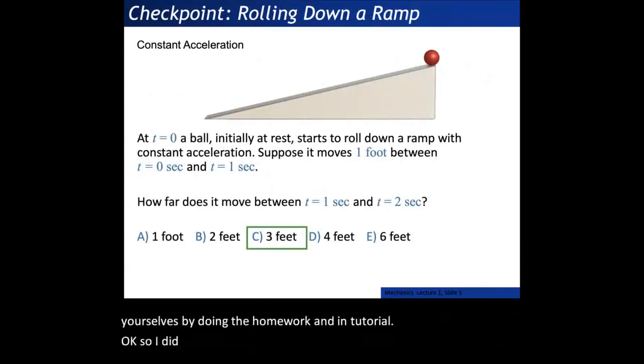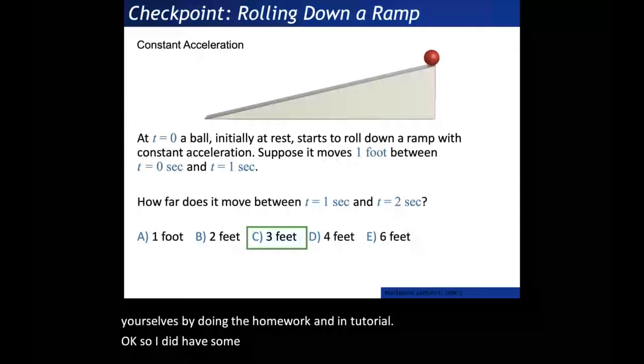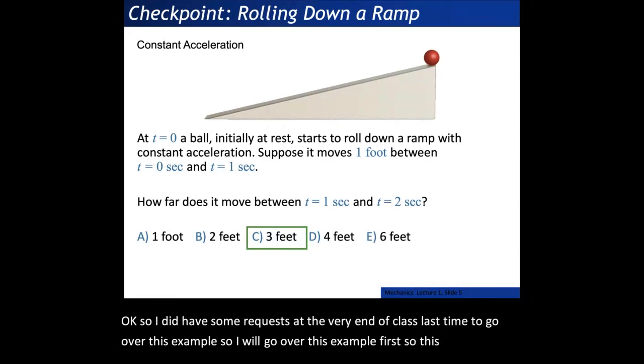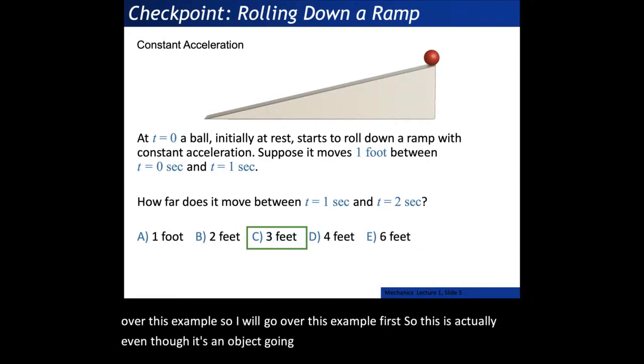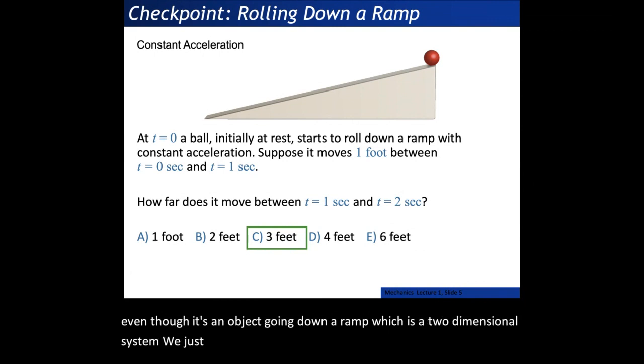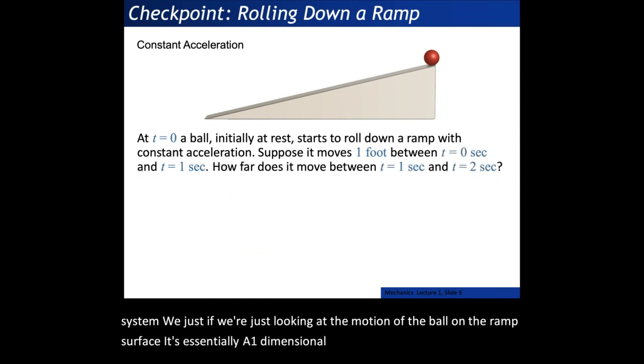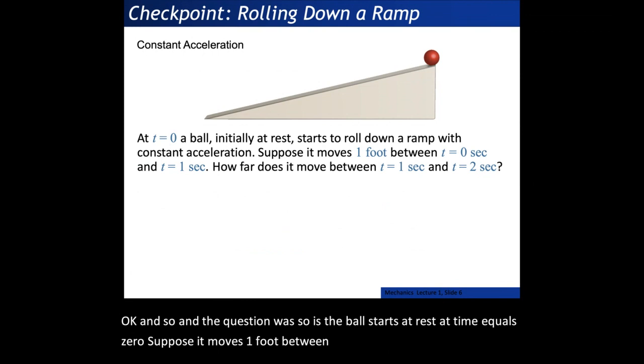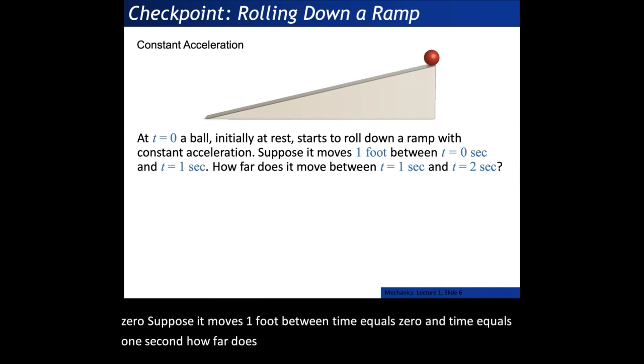Okay, so I did have some requests at the very end of class last time to go over this example, so I will go over this example first. Even though it's an object going down a ramp, which is a 2-dimensional system, if we're just looking at the motion of the ball on the ramp surface, it's essentially a one-dimensional problem. The question was, the ball starts at rest at time equals 0. Suppose it moves 1 foot between time equals 0 and time equals 1 second. How far does it move between time equals 1 and time equals 2 seconds?